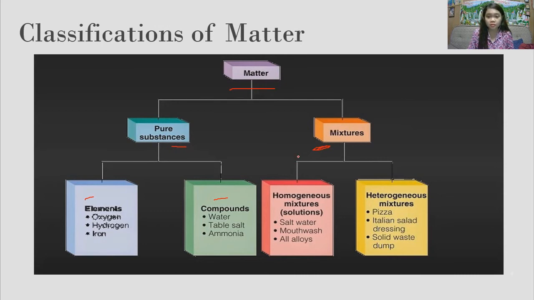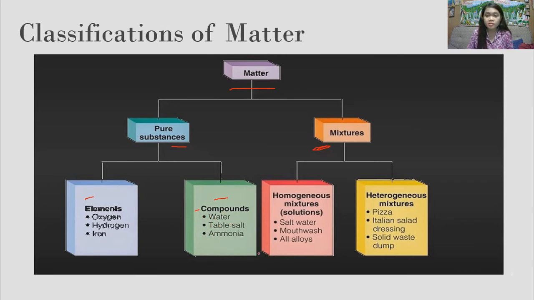of matter. Examples of elements are oxygen, hydrogen, and iron. They are pure substances because they are composed of only one type of atom. For compounds, we know that these are composed of two or more types of atoms. Examples are water, table salt, and even ammonia.